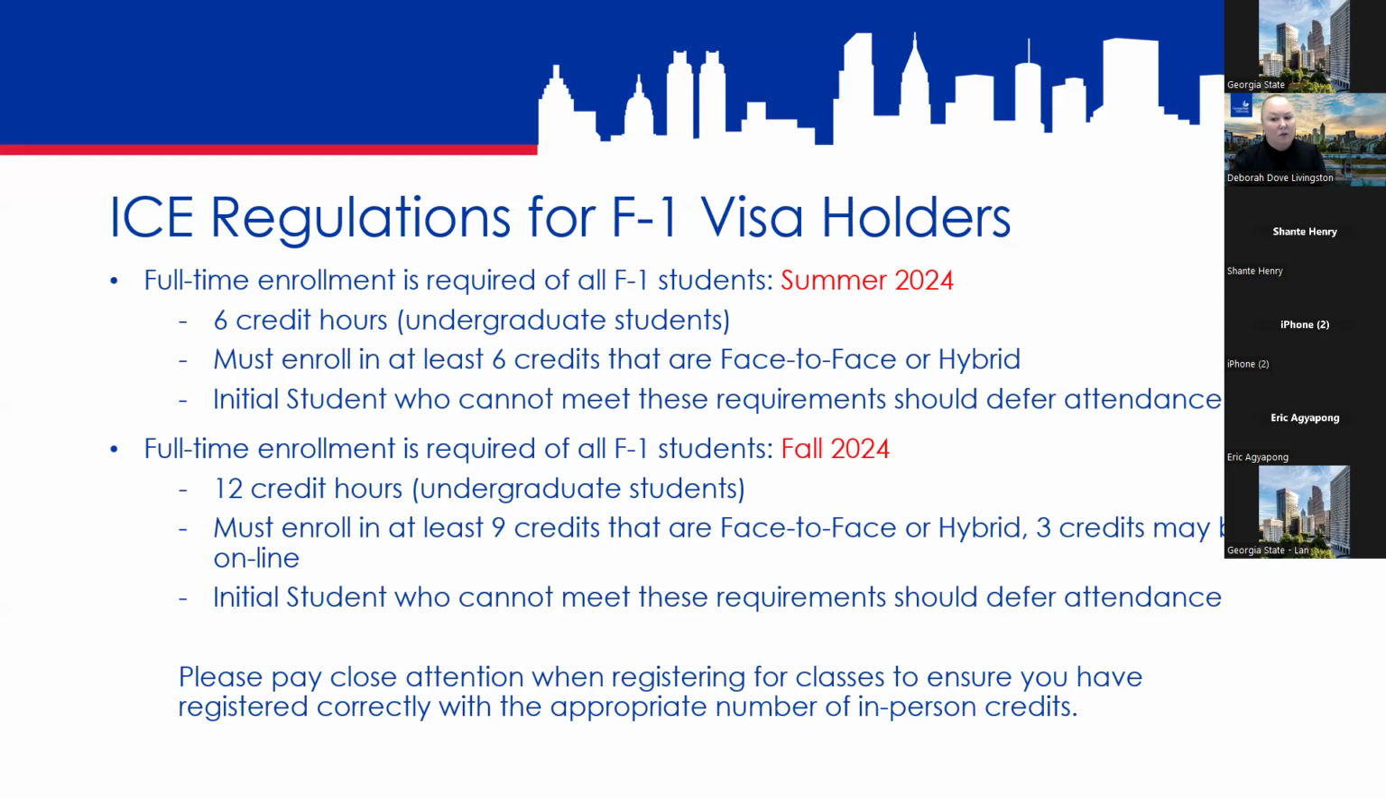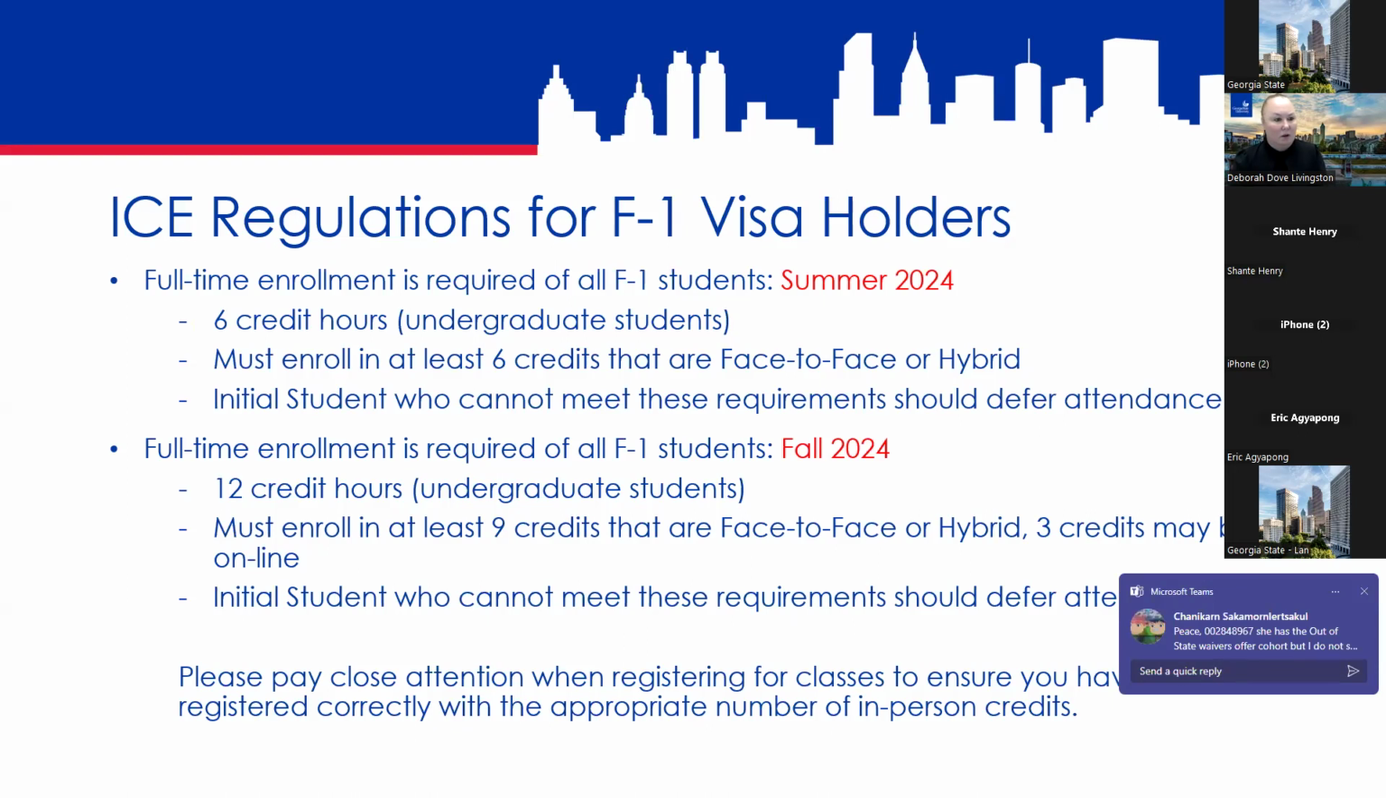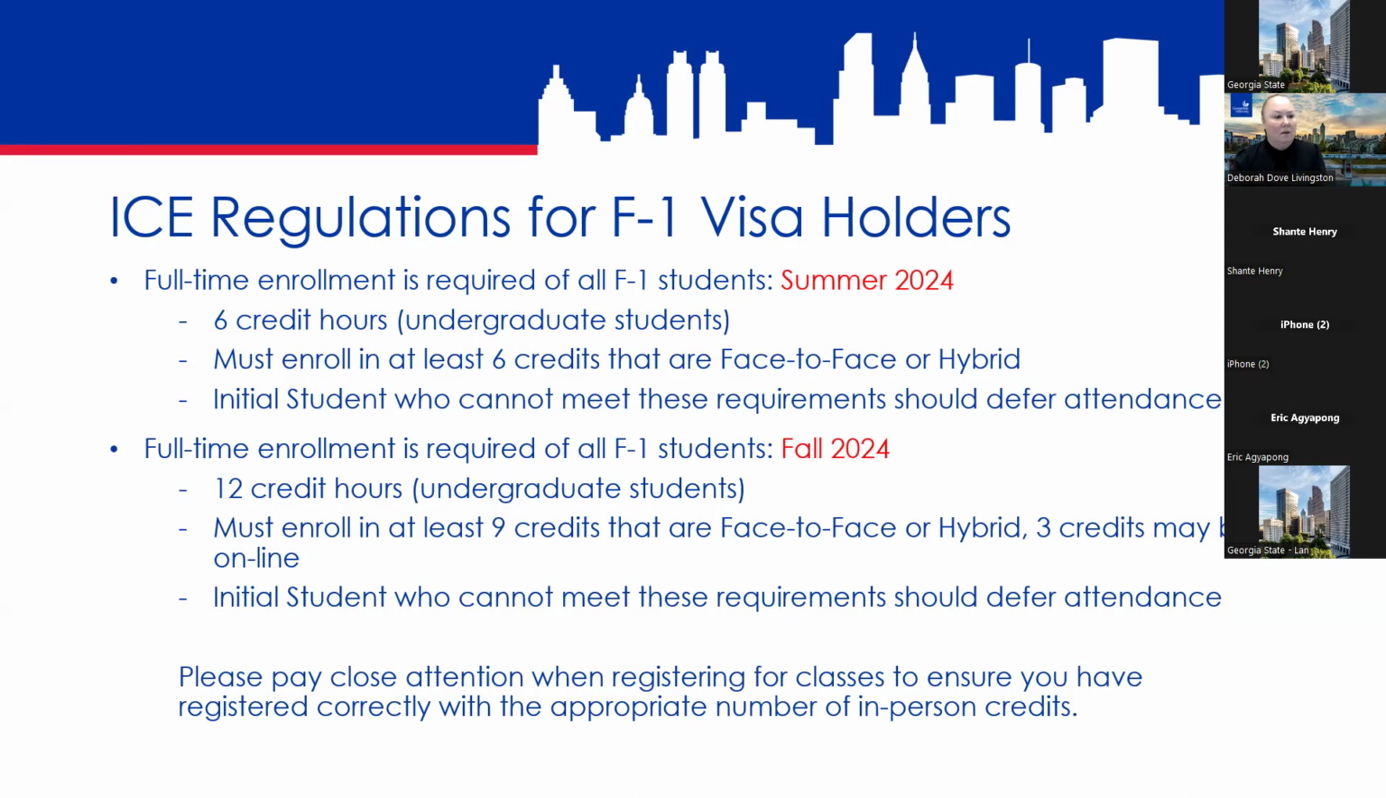Students not registered correctly will be in violation of their immigration status. This is a situation that should be avoided at all costs. For summer, if you are issued an I-20 that begins on June 3rd, students will be required to register full-time. That will be 6 credit hours, and those 6 credit hours can be taken online, on campus or hybrid. You can take 3 credits on campus and 3 credits online for a summer semester. Next slide, please.